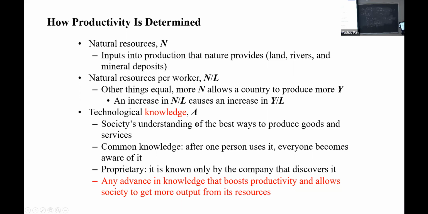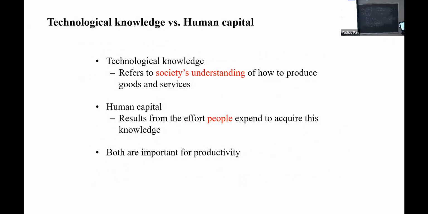Again, for A, it's the knowledge. We talk about knowledge in A, but for human capital, we still talk about knowledge, right? For education, we learn something, we get training. Still, that's the knowledge we learn. What's the difference? Technological knowledge refers to the society's understanding of how to produce goods and services. So for A, that's a general meaning, which means there is some knowledge that could be shared among all human beings. You can acquire it really easily.